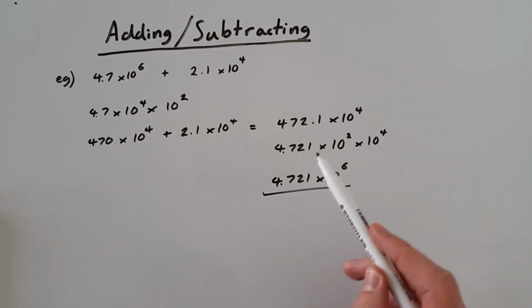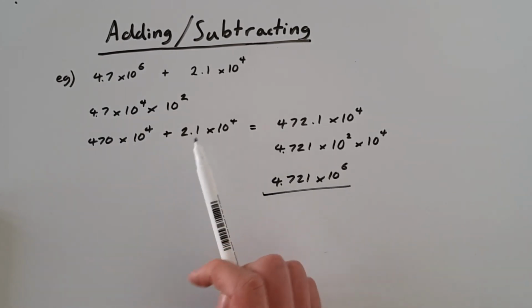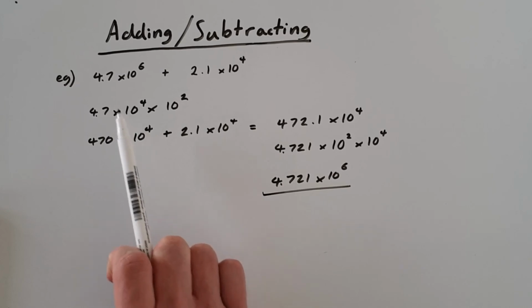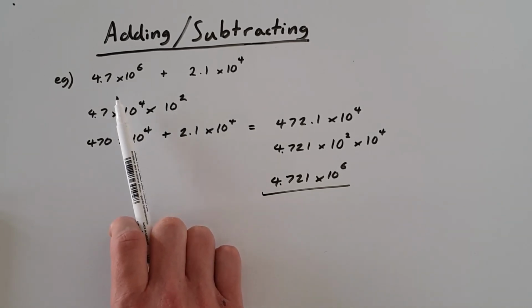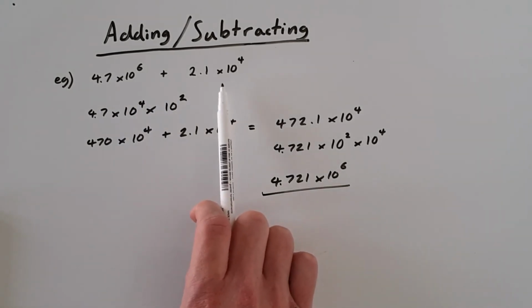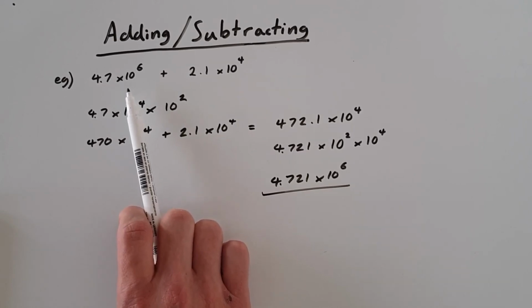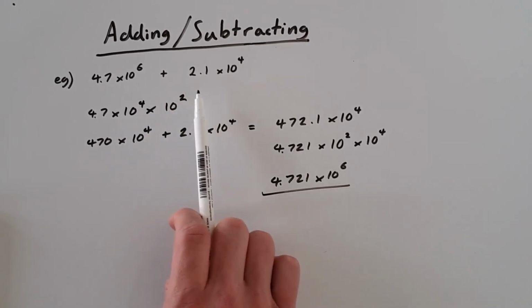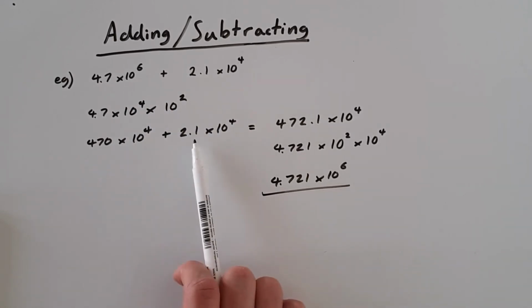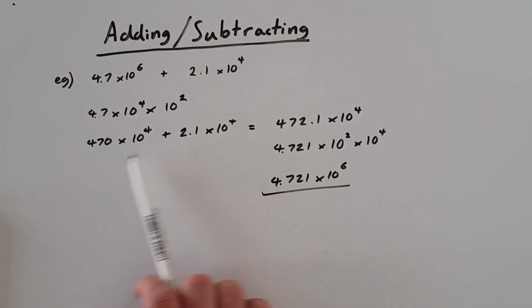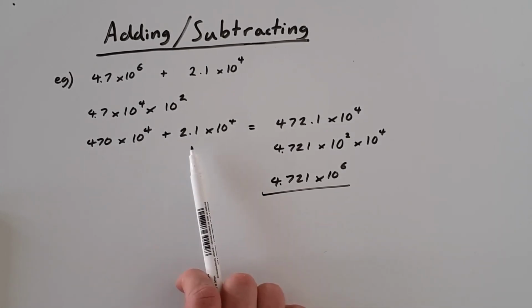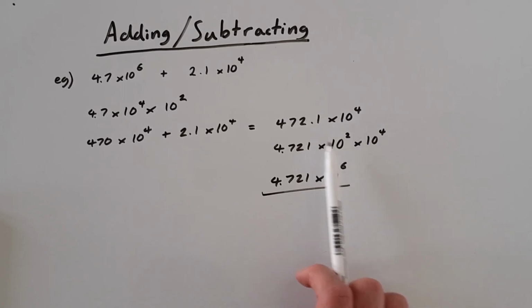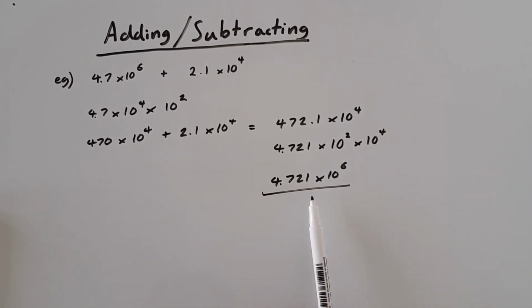This method works exactly the same way for subtracting as well. What you want to do is convert one of them so it's got the same 10 to the power as the other one. Then rather than adding the two numbers out the front together, you just subtract them and then convert it back to a number in standard form, just like I've done in this example.